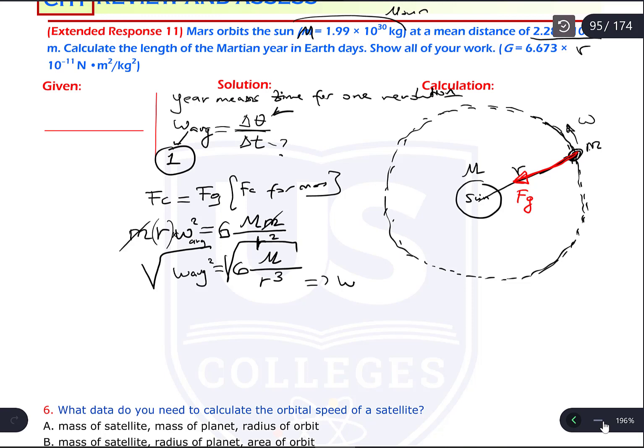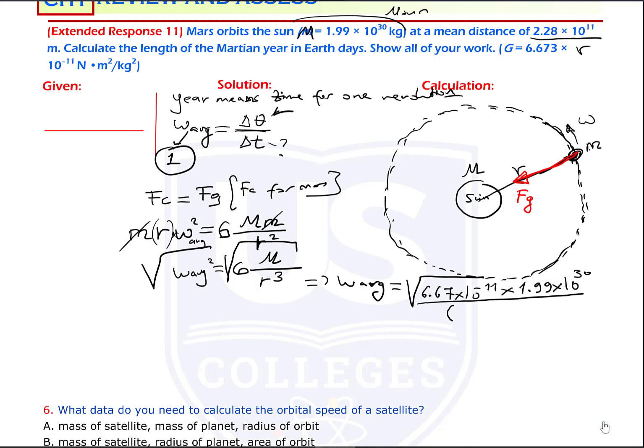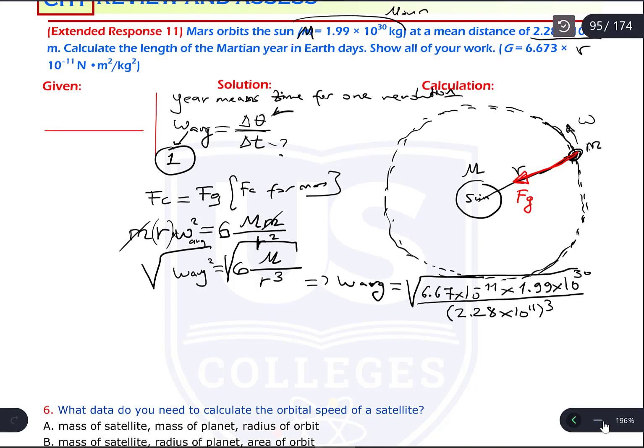So omega average for Mars around the Sun is going to be the root of G, 6.67 times 10 to the power of negative 11, times the mass of the Sun, 1.99 times 10 to the power of 30, divided by the cube of the radius of the orbit, which is 2.28 times 10 to the power of 11, cubed. So I will get the square root of this.